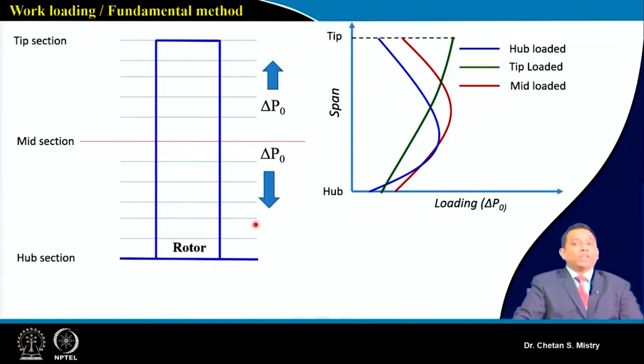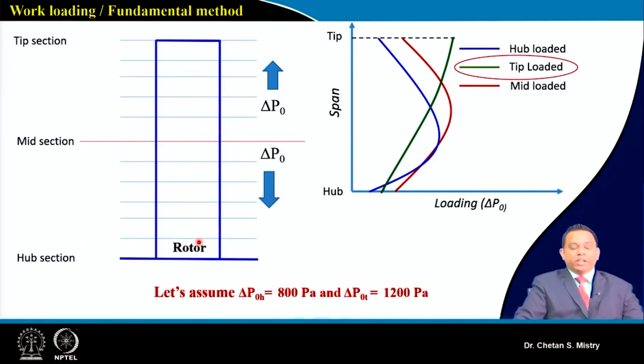So we will see what we need to take care of when we are doing the design using this fundamental approach. This is all we need to start with. At the mid station we have already done our design. Let's assume at the hub we consider our pressure to be 800 Pascal and at the tip we consider our pressure to be 1200 Pascal, and at the mid station we have done the calculation for 1000 Pascal. So at hub and tip we need to do our calculation.